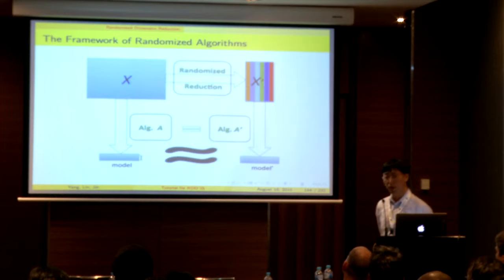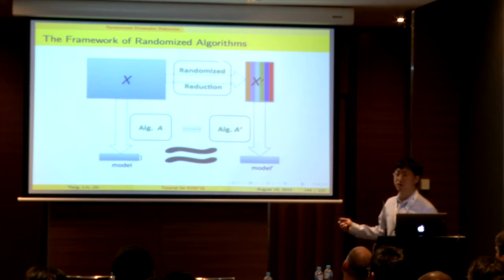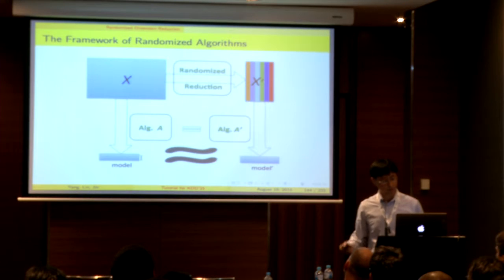So there are three components I want to talk about. The first is the randomized reduction. The second is the algorithm A prime here. The last is the guarantee about the model we obtain from the smaller sketch.